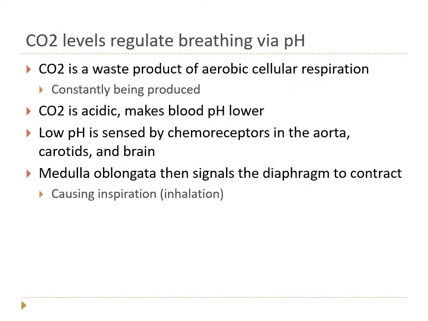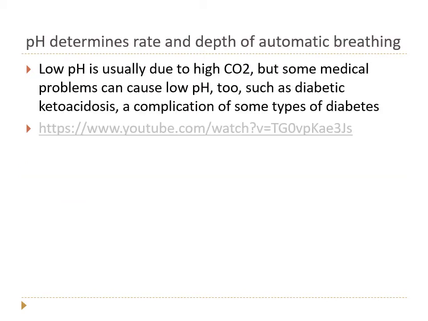So carbon dioxide levels are what regulate breathing via pH, right? So medulla oblongata signals the diaphragm to contract when pH gets low, and that's communicated to the medulla by the chemoreceptors in the aortic arch, the carotid arteries, and there's also some in the brain. So most of the time when we are healthy and functioning normally, low pH is due to high carbon dioxide. So it's a good proxy measurement.